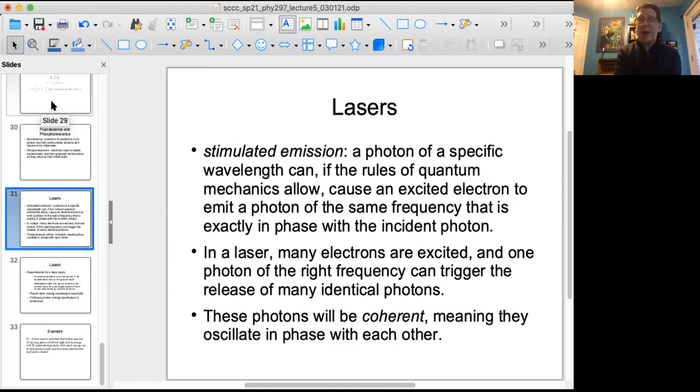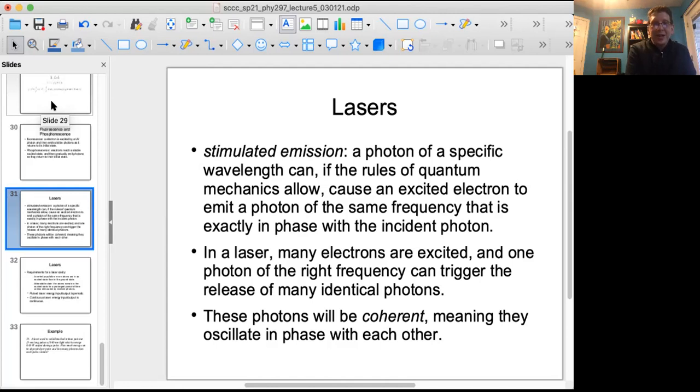It's a similar property of waves. You expose an excited electron, or you just put it in the presence of the right wave, and it has enough energy to emit a light wave at that same frequency. It will do that, and that emitted light will be exactly in phase with the incident photon. So quantum mechanics makes this possible, but it's basically a wave-like phenomenon.